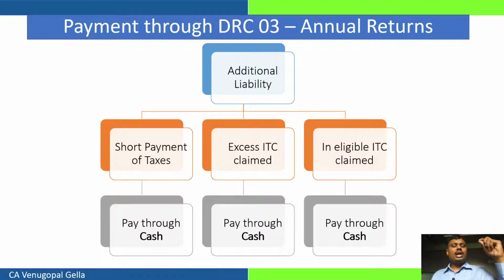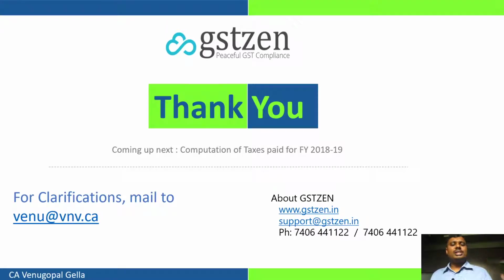I am sure you have got an idea of how to make the payment through DRC03 and what are the options for which the DRC03 challan is used. Friends, please don't miss out watching our upcoming video on computation of the taxes paid for the financial year 2018-19. Since this is a critical step of how we segregate the taxes which have been paid in the financial year 2018-19, we will discuss it in the upcoming chapter.